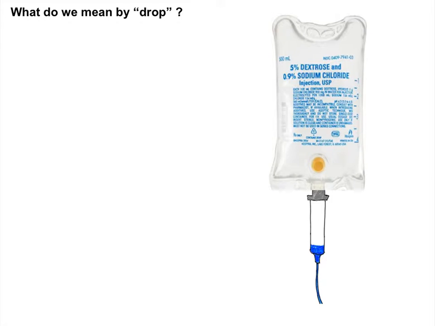So what do we mean by drop? A drop is just a measure of volume. It is a measure of volume, just like milliliter or liter or ounces or cups. It's a measure of volume. And we use the unit GTT to represent drops. So I could take an IV bag and ask myself how many drops are in this bag, and here we see this 500 ml bag of dextrose with saline.